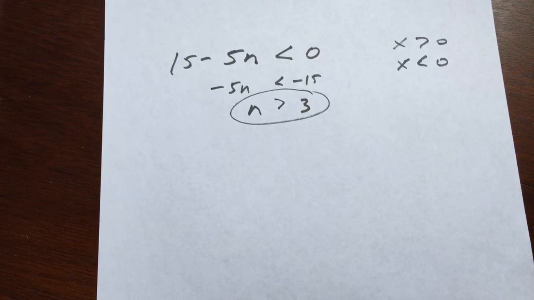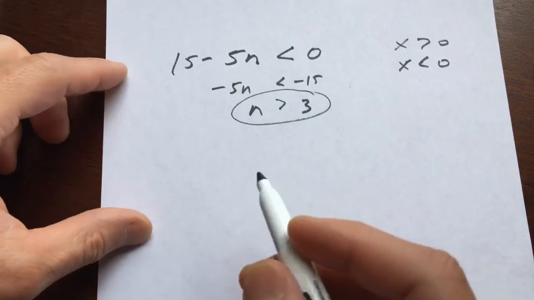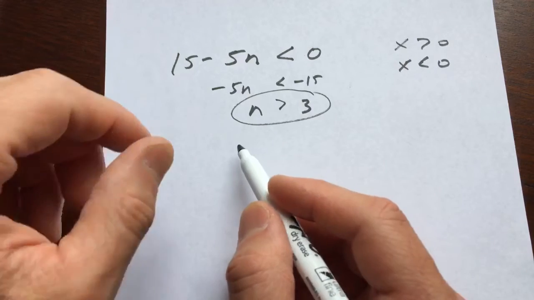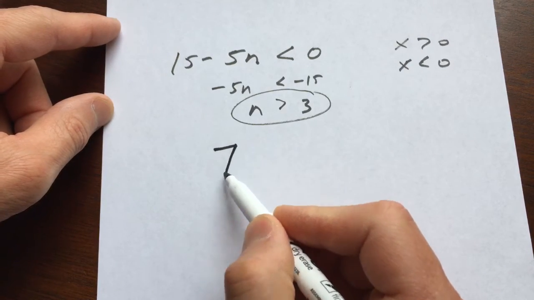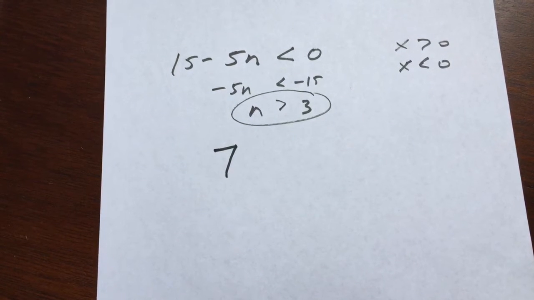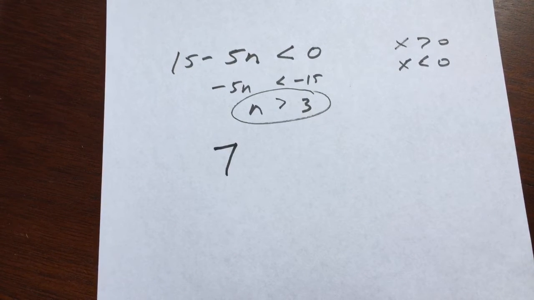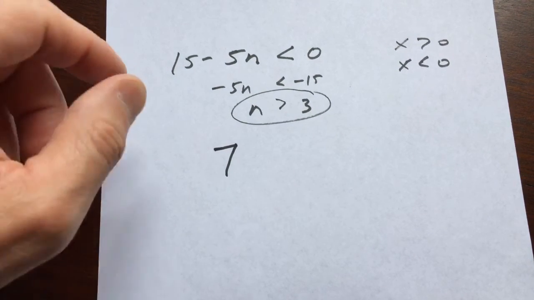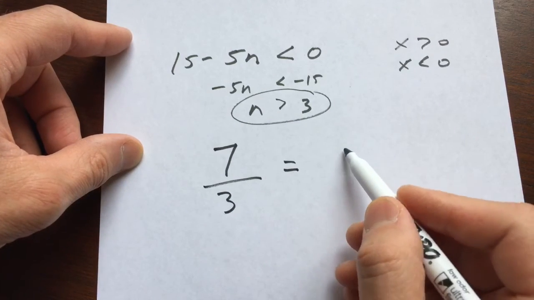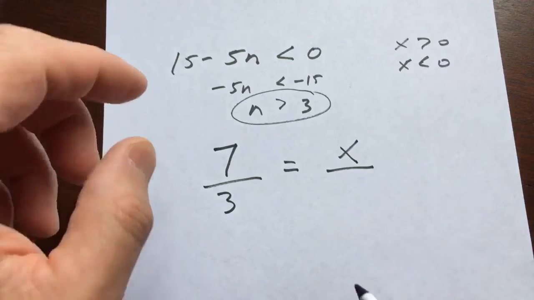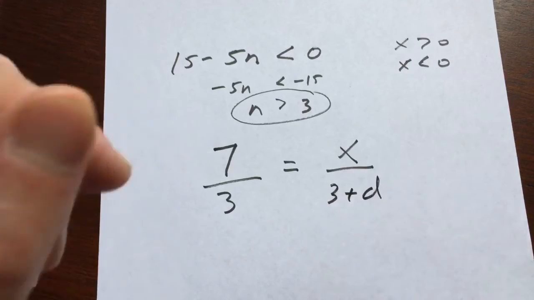Okay, Walrus has another question. A dog eats 7 cans of food in 3 days. At this rate, how many cans of food does a dog eat in 3 plus d days? Oh, Walrus, you've got good questions. This is an important concept. It's talking about proportions, okay? And proportions is definitely something you want to understand for the ACT. So you've got 7 cans of food in 3 days. How many cans of food does a dog eat in 3 plus d days?